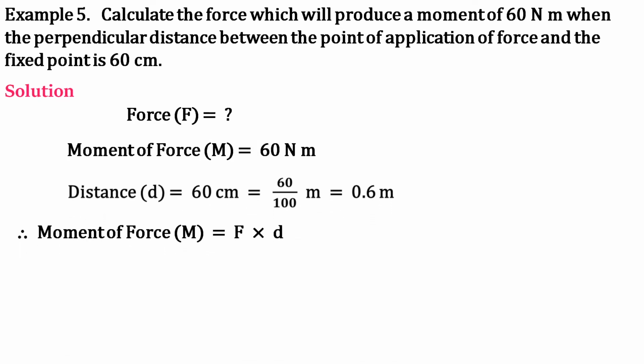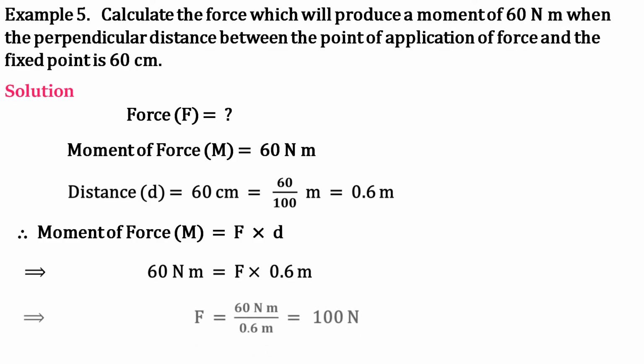Distance is given in centimeter. We will convert it into meter by dividing by 100. It is 0.6 meter. Moment of force formula is M is equal to F into D. We'll substitute all the values known and unknown will be kept as it is. So you can see 60 is equal to F into 0.6. To calculate F, 0.6 will go and get divided with 60. So F comes out to be 60 upon 0.6, which gives us 100 Newton. So this is our answer. They asked you to calculate force and F is 100 Newton.